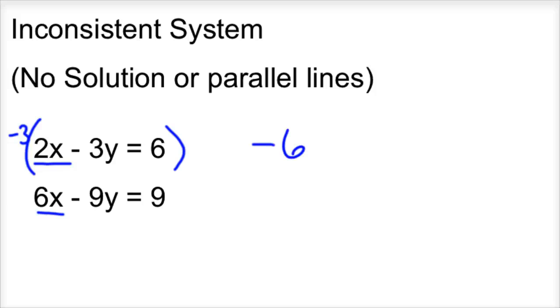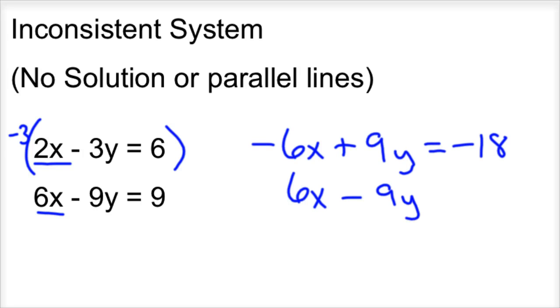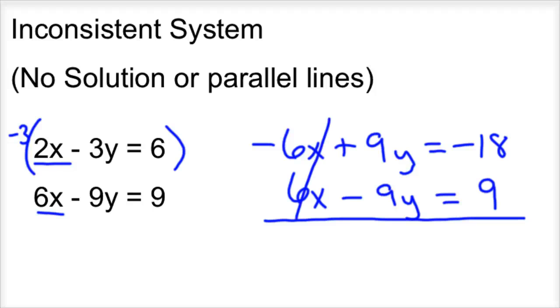So you'd have -6x plus 9y equals -18. And you'd have 6x minus 9y, you don't have to do anything to this bottom equation, equals 9. So when you add these down, you would have 0 here, those cross out, 0 here, those cross out, and so 0 equaling -9. Well, that's false. That can't happen. So you know that the lines are parallel when you get that. The lines are parallel, and there's no solution to this equation.